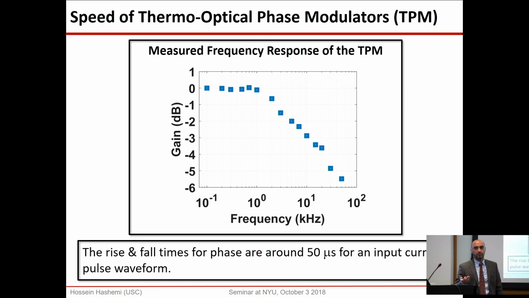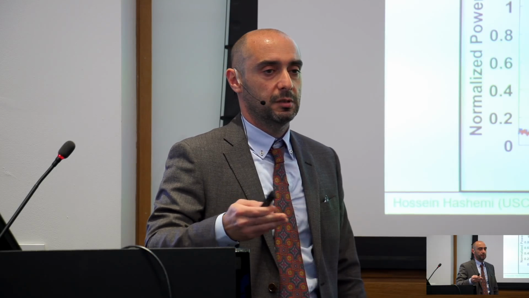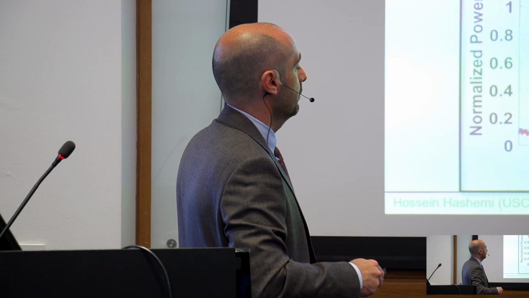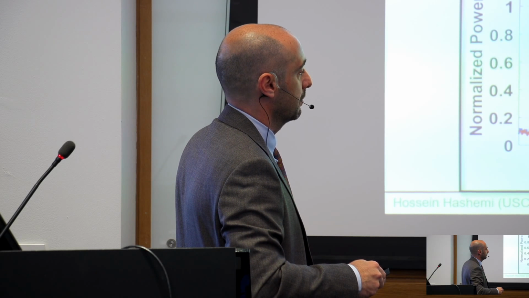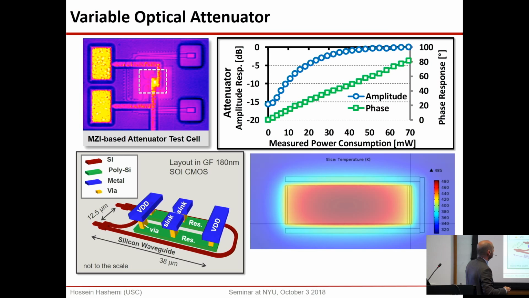Now, you can say 50 microseconds is too slow or fast enough, depending on your taste. But even if you don't like it, you can use electronics to enhance it. So we did it. We can use something that's referred to in electronics as pre-emphasis. And in doing so, you can reduce it by a factor of 8. So you can get 5 microseconds of rise and fall time, which is good enough. When you're trying to steer the laser beam, you don't need to have gigahertz.